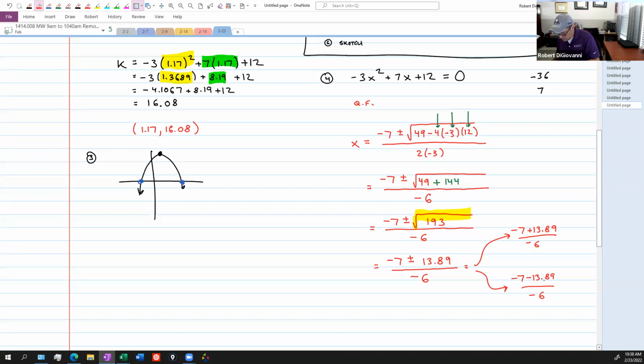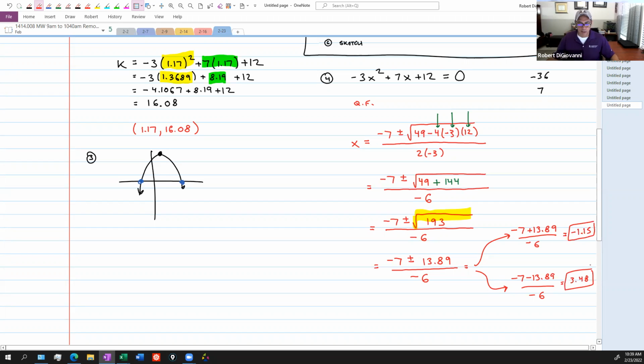I'm starting to run out of time, so I'm just going to tell you what the top one is. The top one should be 1.15. And then the bottom one, hold on, I think I messed that up. That was supposed to be a minus, oops. Minus 1.15 up here. And then this bottom one should be a positive 3.48.